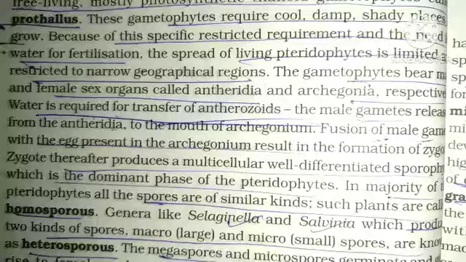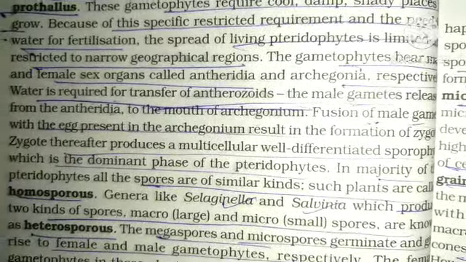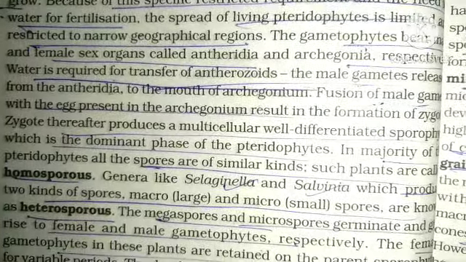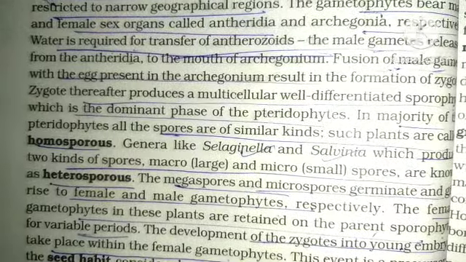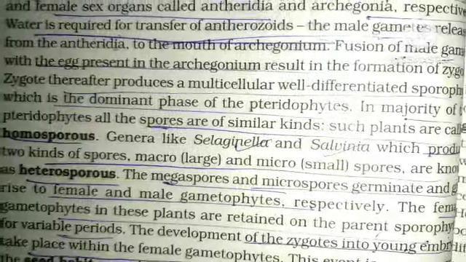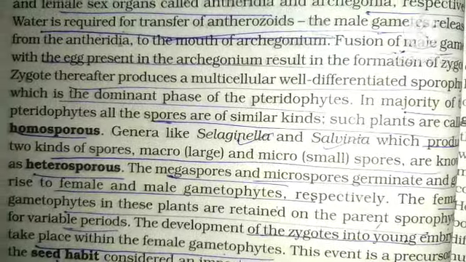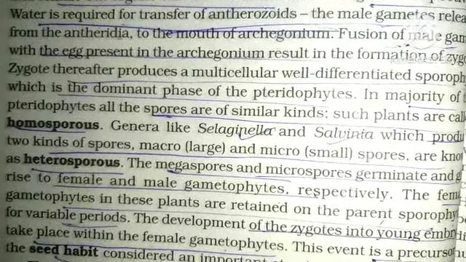Water is required for transport of antherozoids, the male gametes released from the antheridia, to the mouth of the archegonium. Fusion of the male gamete with the egg present in the archegonium results in the formation of the zygote. The zygote thereafter produces a multicellular, well-differentiated sporophyte, which is the dominant phase of the pteridophytes.